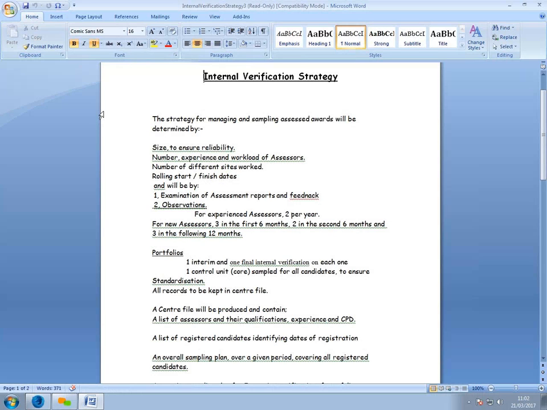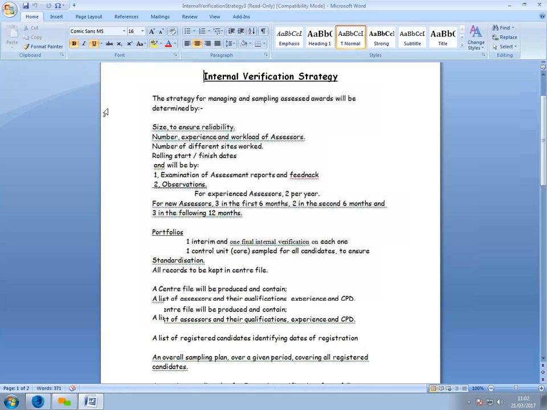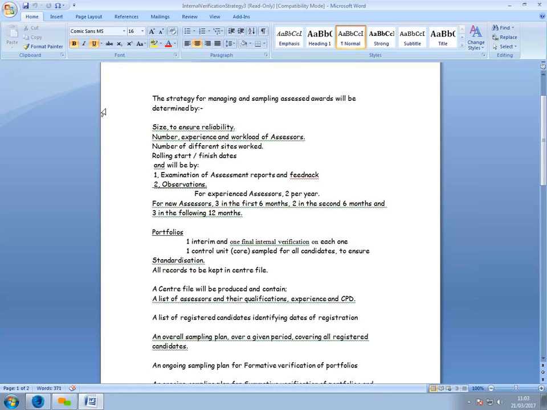The strategy for managing and sampling assessed awards will be determined by size to ensure reliability, the experience and workload of the assessor, the number of different sites being worked, whether they've got rolling starts and finish dates or fixed ones, and it will be by examination of the assessment reports and feedback. Observations: for experienced assessors 2 per year, for new assessors 3 in the first 6 months, 2 in the second 6 months, and 3 in the following 12 months.